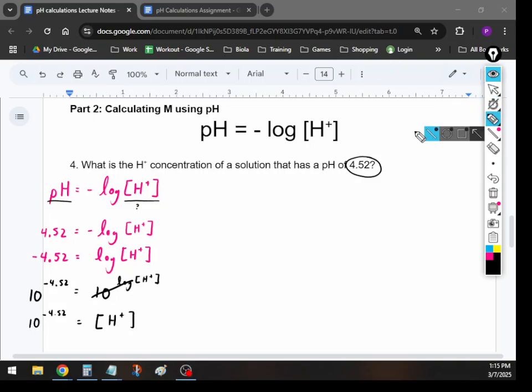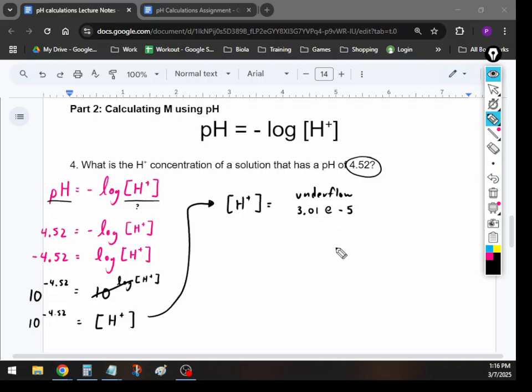So depending on your calculator, you can get three different answers that come out of your calculator. The first one, if your H+ value says underflow, some people might get that. It means you need to borrow a different calculator, because your calculator doesn't like really small numbers. You might get something like 3.01 and then an E negative 5. Did anyone get something with the E? No E's? Okay, that's fine.